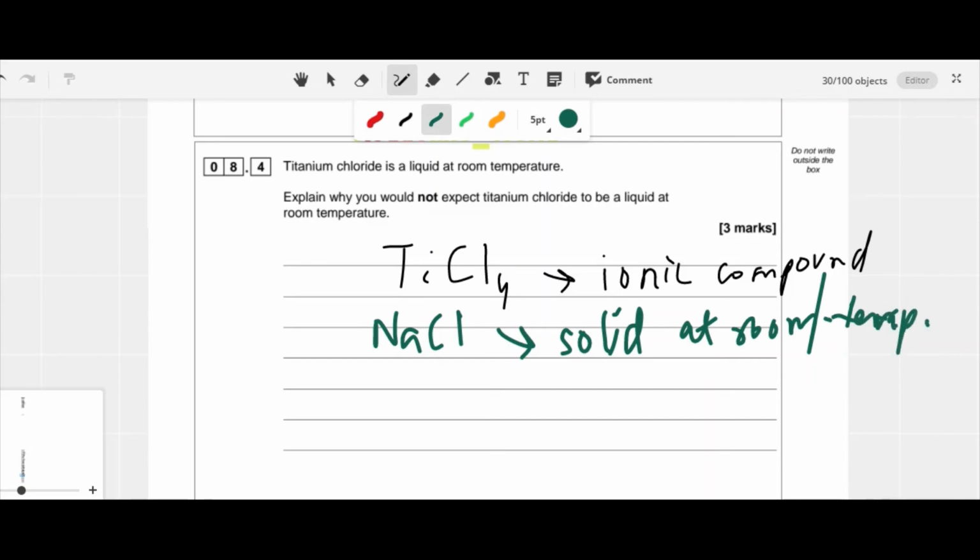But if we see here that the titanium chloride is liquid at room temperature, that's why we would not expect titanium chloride to be liquid at room temperature, because titanium chloride is an ionic compound, and we know that an ionic compound has a very high melting point and boiling point. So that's why we would expect the titanium chloride to be solid at room temperature. Okay.